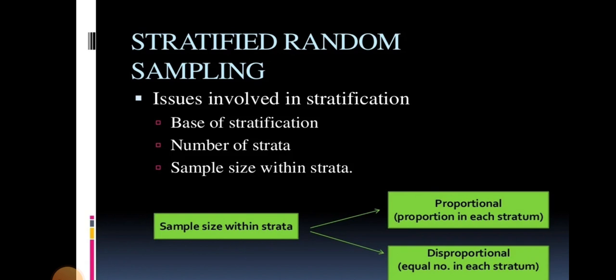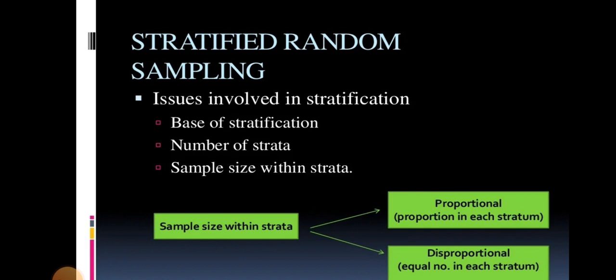The main three issues involved in stratification are: the base of stratification should be the same, the number of strata should be the same, and the sample size within the strata should also be the same. Or these are the issues that happen: either the base is not the same, the number of strata may be difficult, and the sample size within the strata may also have some other issues. So these are the issues involved in stratification.